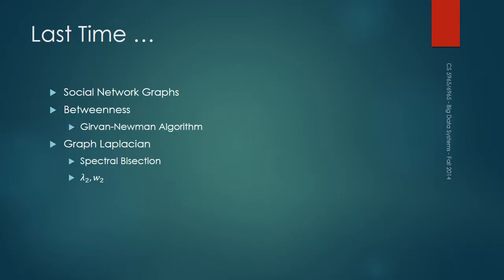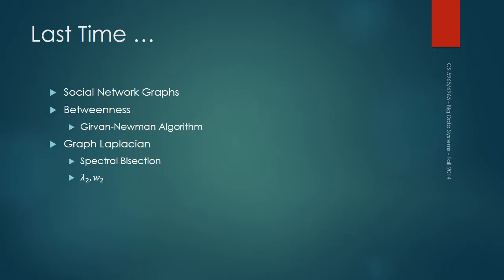Okay, so we're looking at eigenvalue problems. Just a quick overview. Last time we covered social network graphs. We talked about betweenness as a measure of detecting communities and to partition graphs. We specifically looked at the Girvan-Newman algorithm. Towards the second half of the lecture, we also focused on computing the graph Laplacian.